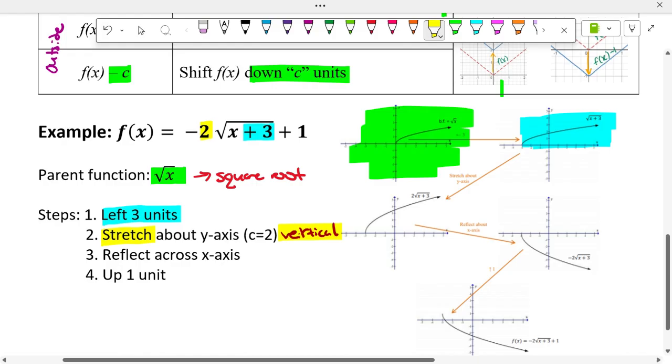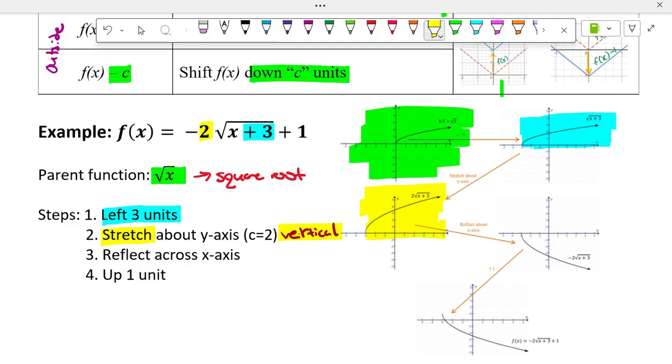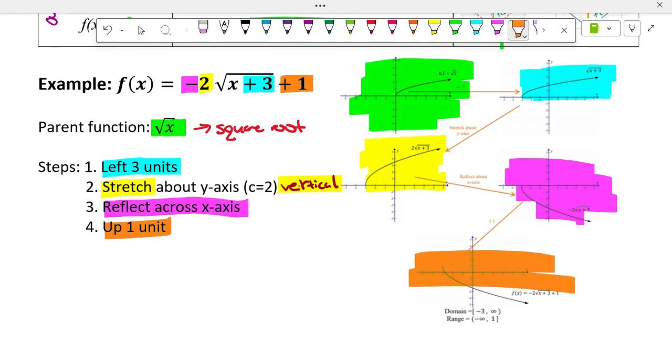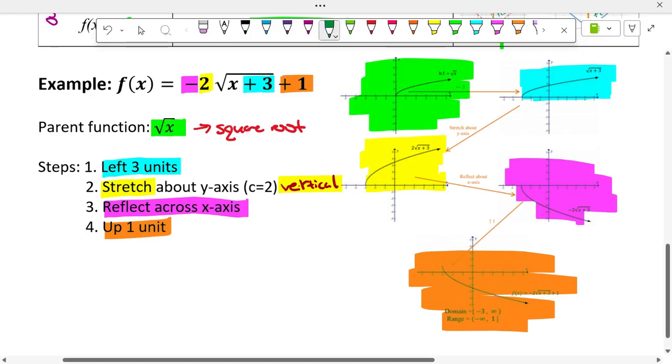That's given by this 2. Not the negative 2, just the 2. Remember, the negative means something else completely. So here's where they stretched it. They then reflected across the x-axis, and that comes from that negative outside of the brackets, which they show here. And then finally, they finished with shifting it up 1 unit, which comes from this plus 1. So this right here would be our final product.